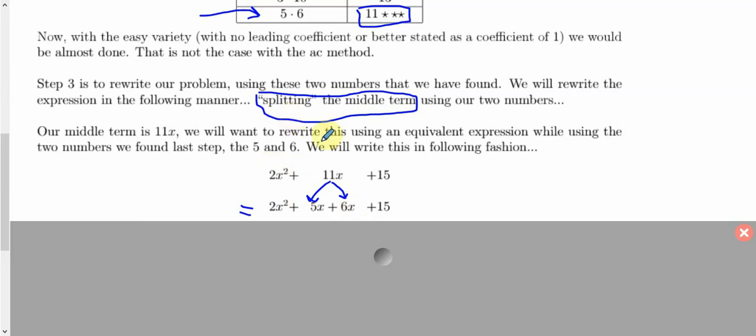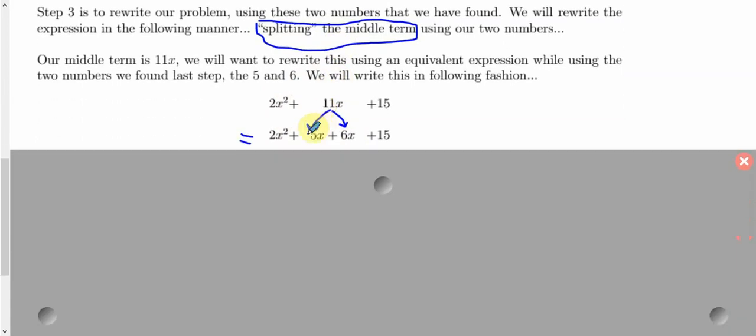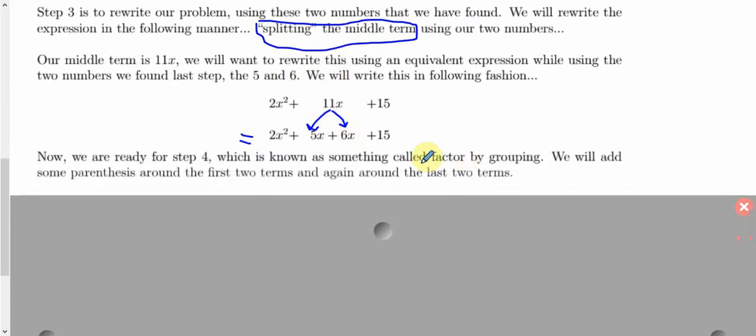Okay? And remember where we got our 5x and 6x from: doing this AC thing, where we multiplied A times C and got 30, found all the factors of that, and saw which factors added to the middle term. Okay, so here we sit with our new problem. What we're going to do now is called factor by grouping. Okay, and so it's quite simple.